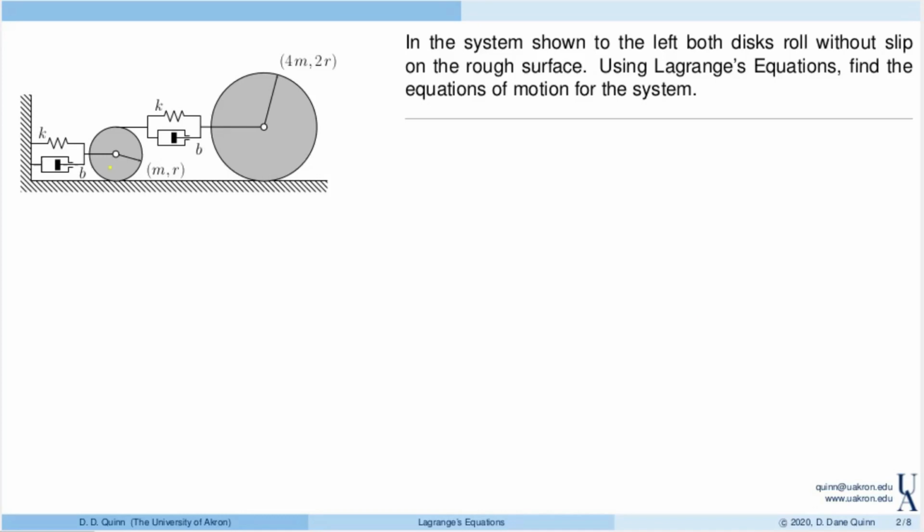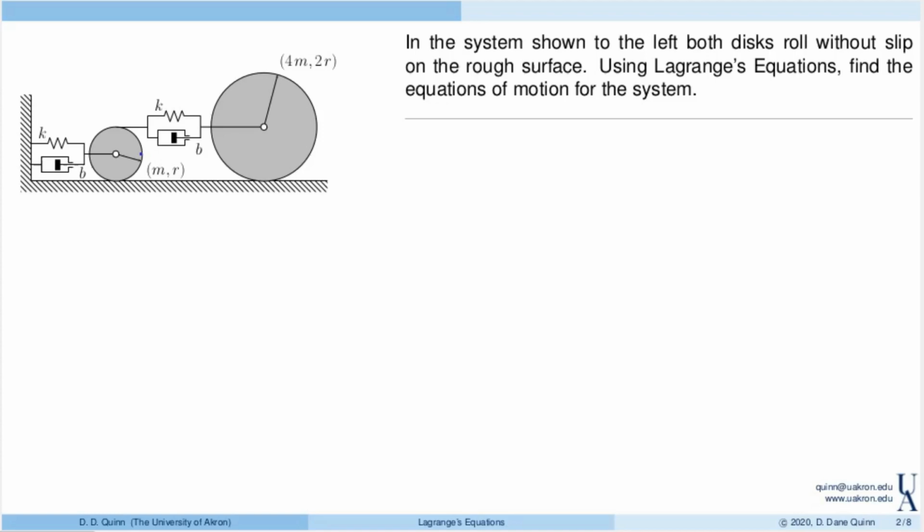We have two disks, right? We have a small disk that is grounded with a spring and a damper, and then connected with a cable to a larger disk. The stiffness of the cable is K in both cases, and the damping coefficient is B. Notice that this larger disk is twice the radius and 4 times the mass as the smaller disk, and the cable connecting the two is attached to the center of the larger disk and then wraps around this smaller disk.